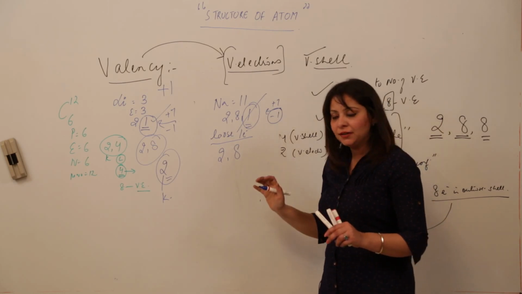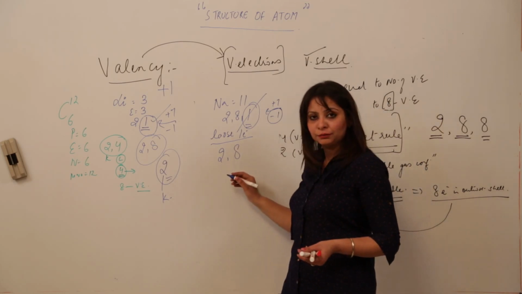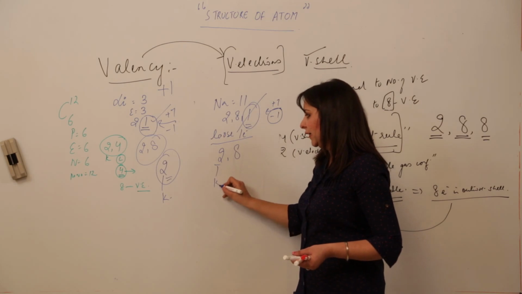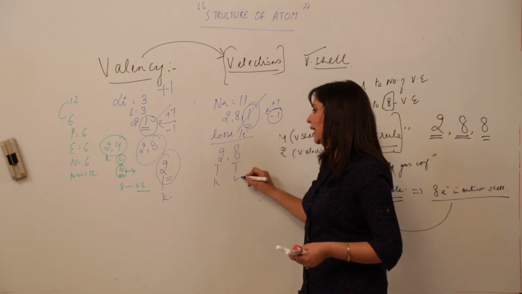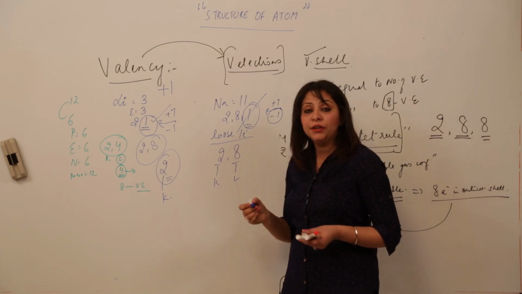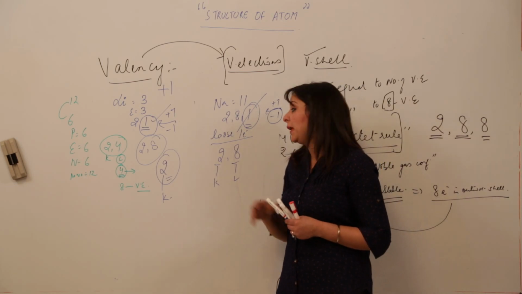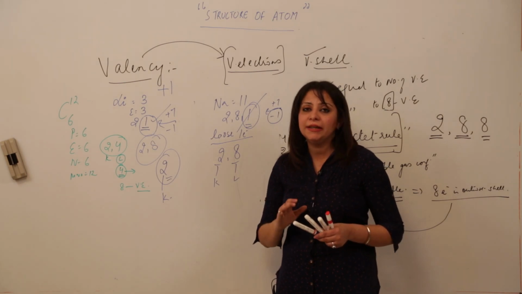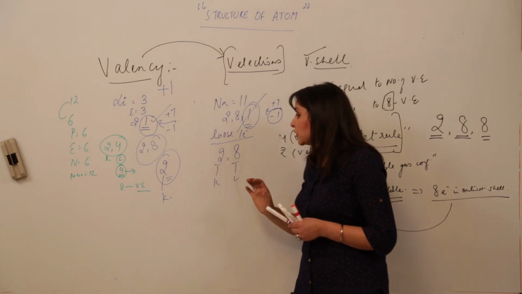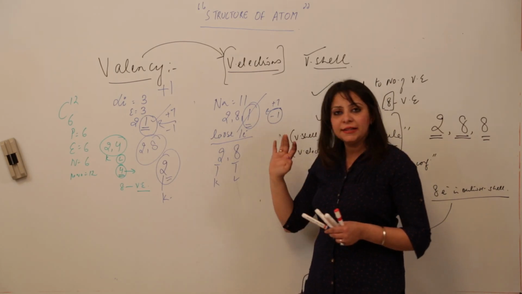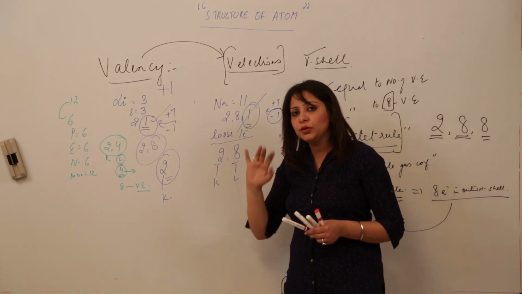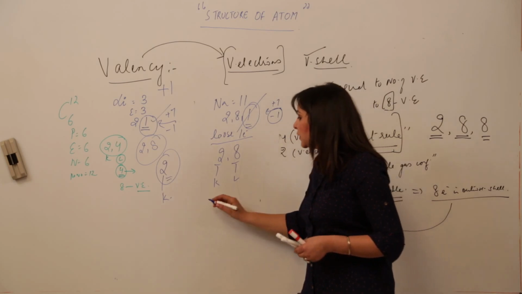So is it stable? Tell me, is it stable? Yeah, because it contains 1 shell K, it has 2 electrons, and the second shell L contains 8 electrons, and we know that 8 electrons are the maximum electrons that the L shell can have. So it is stable now. So now coming to the valency, how will you write the valency? Now you know the valence electron, you know that it is going to lose electron. So what comes out to be the valency?